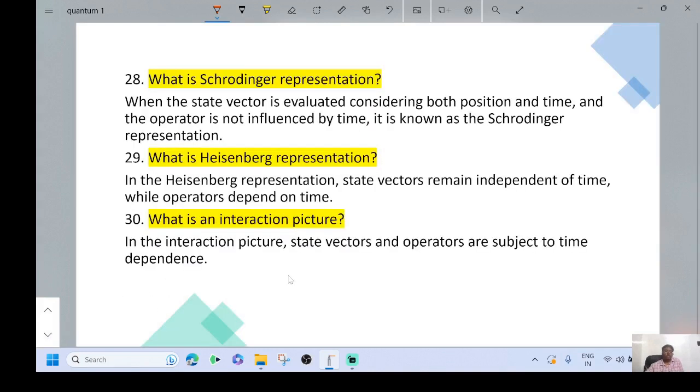What is the Schrodinger representation? In the Schrodinger representation, state vectors psi are time dependent, whereas the operators are time independent. That means psi changes with time. What is the Heisenberg representation? In the Heisenberg representation, state vectors are time independent, but operators are time dependent. In the interaction picture, both state vectors and operators are time dependent.